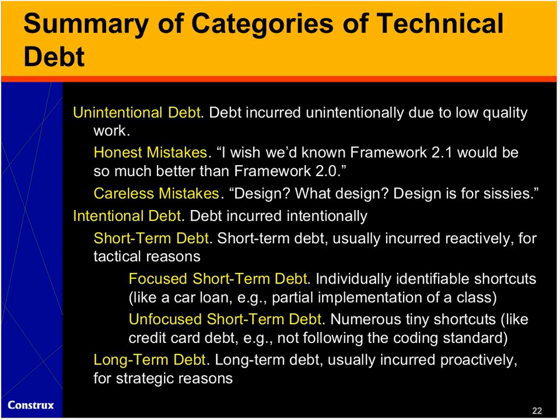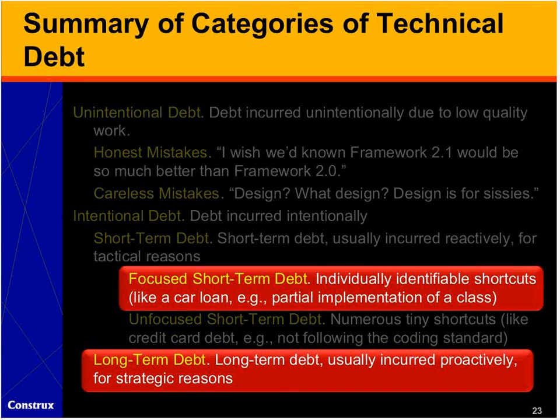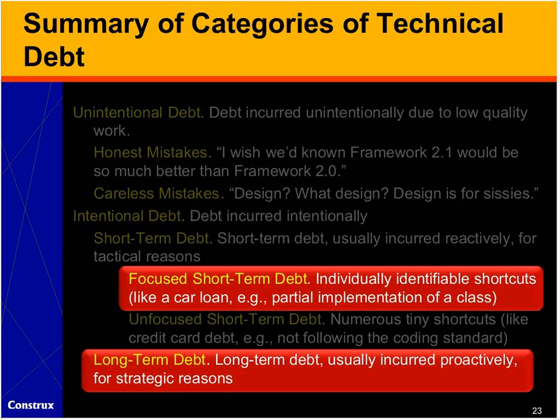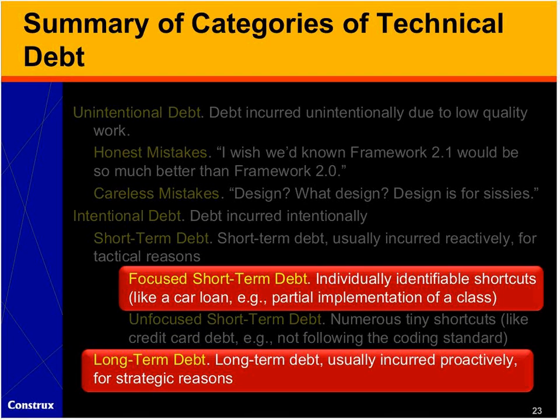Okay, the other kind of intentional debt is long-term debt, and that's usually incurred proactively for strategic reasons such as making an investment in one platform versus another or something like that. Out of these kinds of debt, the only kinds I think are really a good idea to take on intentionally anyway are focused short-term debt and long-term debt. And I think that's really it. These other kinds of debt are problematic. They're difficult to track. They're difficult to pay off. They tend to be a drag on the project, and so I don't suggest taking on those other kinds of debt.